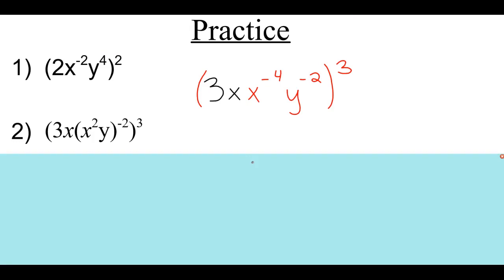So if you're struggling a little bit, that first step I would do in red right there. So 3x, don't do anything with 3x yet. But x squared has to be raised to the negative second power, so we multiply. And then y has to be raised to the negative second power. And that whole thing is still being raised to the third power. So that's what I mean by working inside out. So do the small parentheses first.